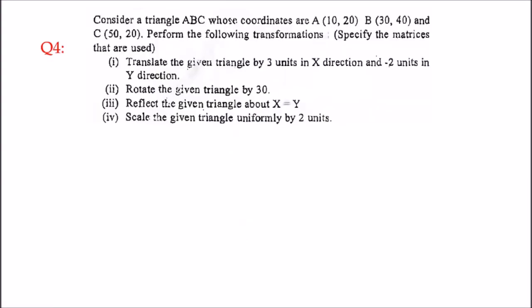Now we'll solve the next problem. So we'll read it. Consider a triangle ABC whose coordinates are A (10, 20), B (30, 40) and C (50, 20). Perform the following transformations. So you have to specify the matrices.